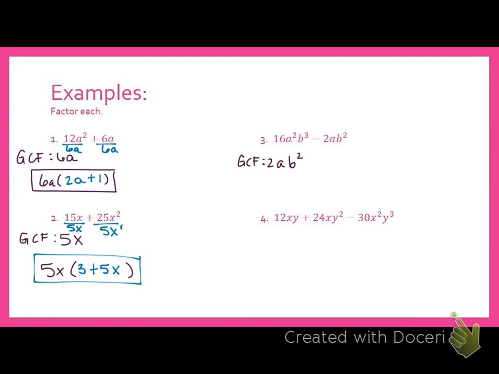All right. So we have 2AB squared. So Riley, I'm dividing it by 2AB squared. So what's 16A squared B cubed divided by that? 8. B to the third divided by B to the second is? Isn't that just B to the first? Yep. And then you do 2AB squared divided by 2AB squared again. What is that? 1.